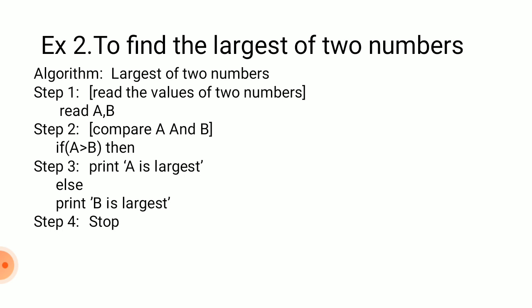After printing either A or B, it has to stop. It will not print both statements at a time, that is, A is largest and B is largest. If you are printing like that, then your algorithm is wrong. It has to print only one statement at a time. So this is the algorithm to find the largest of two numbers. Now we will see the analysis of this algorithm.